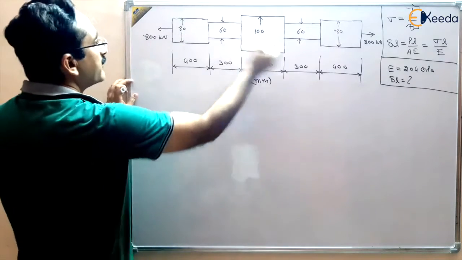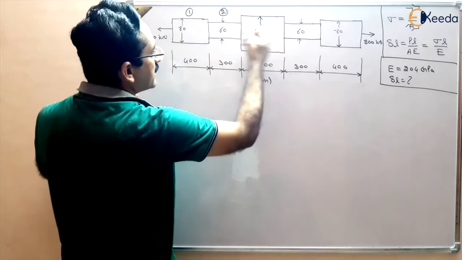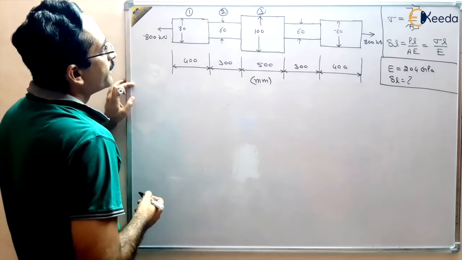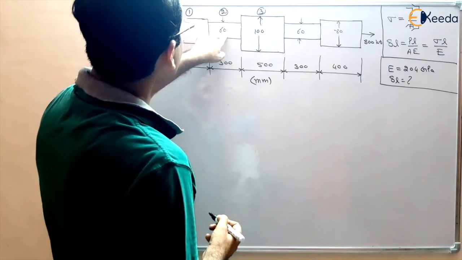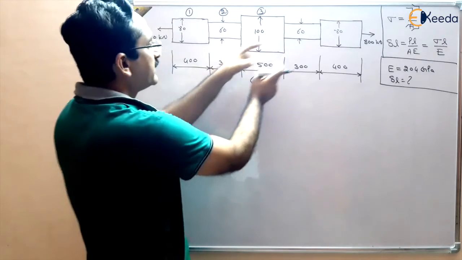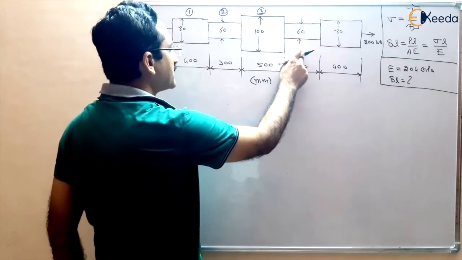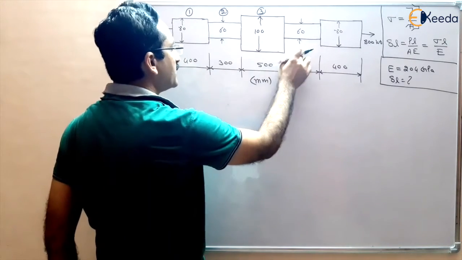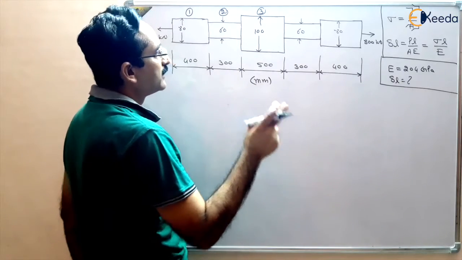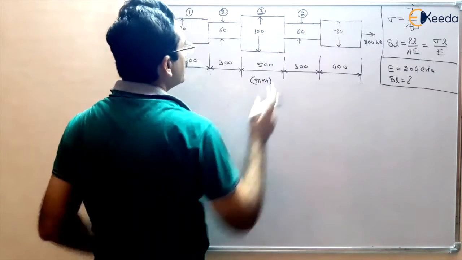So suppose we have sections 1, 2, 3. Now you can see here that this 60 mm dia and 300 mm length, and this is also 60 mm dia and 300 mm length. So this section and this section of the complete bar are similar. If they are similar, the change in length in these will be similar. So we can write this as 2 times 2.